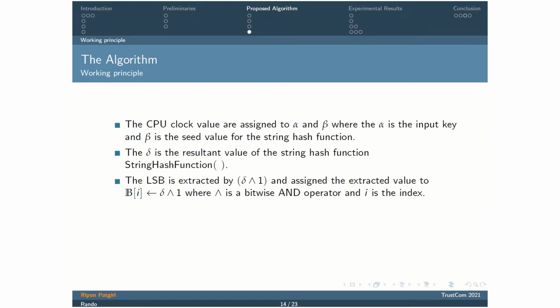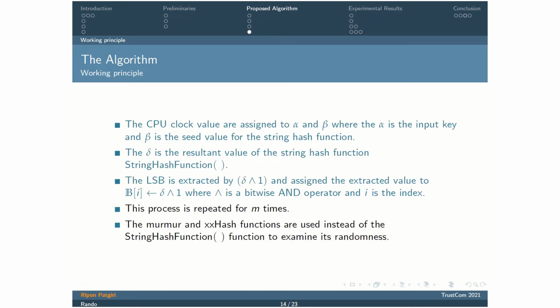The working principle of our proposed algorithm is outlined here. The CPU clock values are assigned to alpha and beta, where alpha is the input key and beta is the seed value for the string hash function. Delta is the resultant value of the string hash function. The LSB is extracted by delta AND 1, and the extracted value is assigned to the b_i bit array. Here AND is the bitwise AND operator, and i is the index. This process is repeated m times because we have to generate m bits for the random numbers.